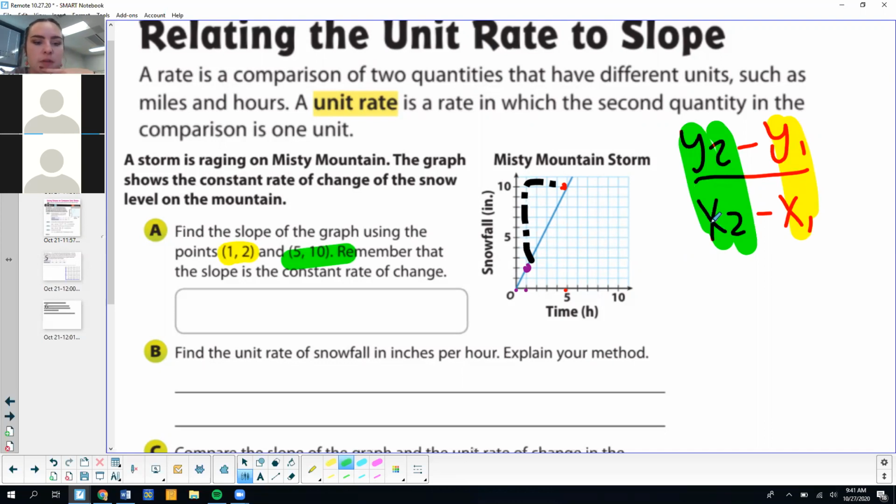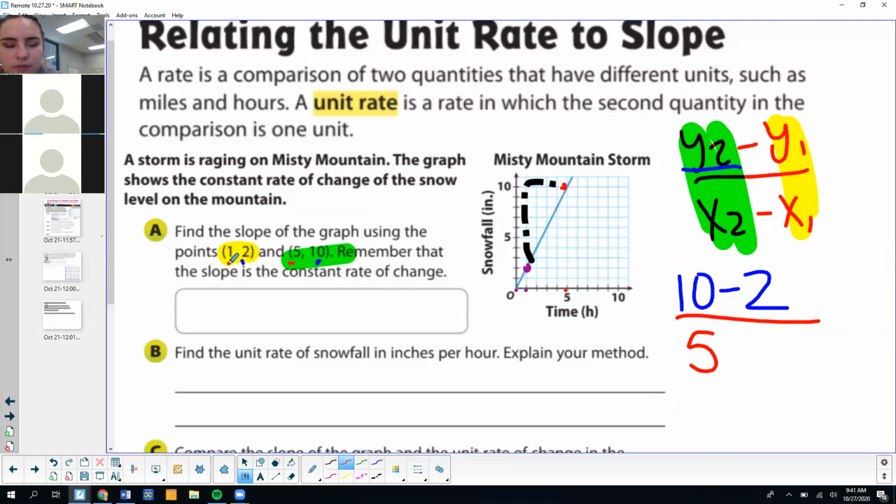So if you guys remember yesterday when we talked about slope, we're picking 2 points and we're going to set them up. So we're taking the second point and subtracting the first point. So I'm going to go ahead and set this up. I'm going to take y2. So the y on our second point is 10. So I'm going to take 10 minus y1, which is 2. And that's going to be all over x2. So that's our second point. We've got 5 minus x1.